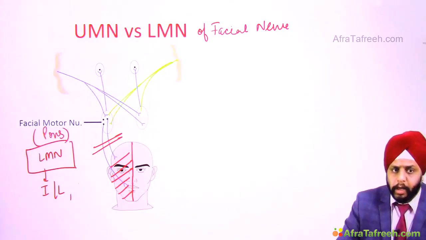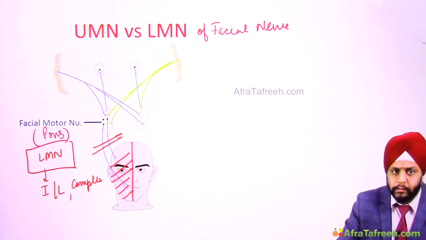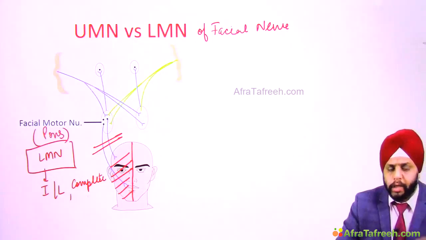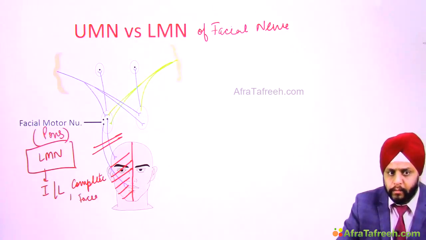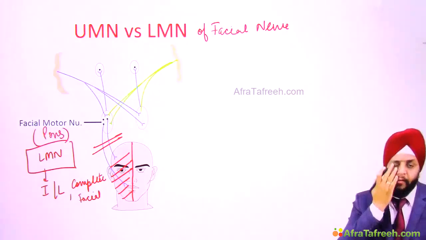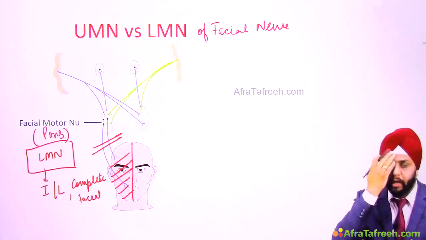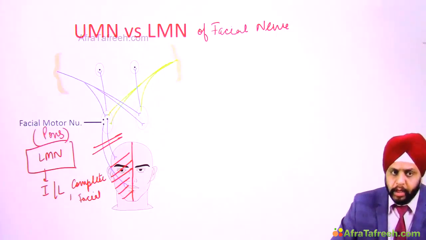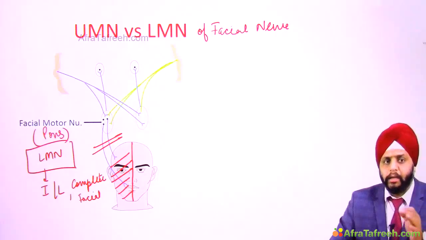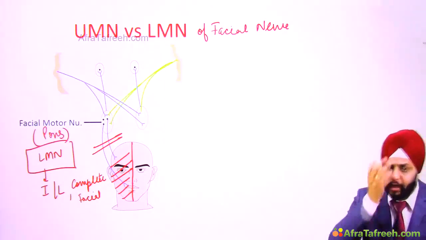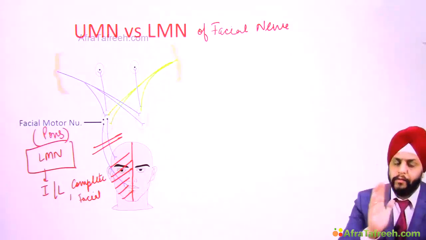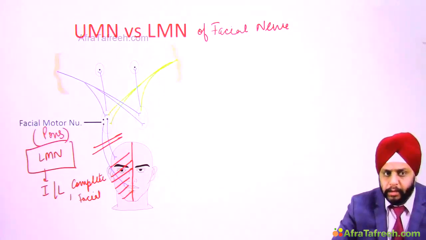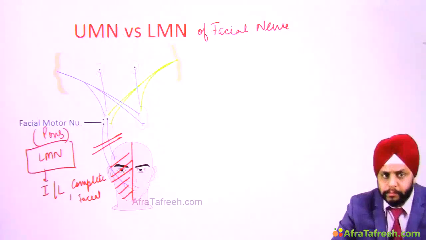It is ipsilateral and it is complete. You see over here, it is a complete one half facial palsy. One side of the face, upper part, lower part, the whole is palsied on that side. It's an ipsilateral complete facial palsy. When I say complete, it means this half of the face has undergone complete palsy. That's a lower motor neuron lesion.